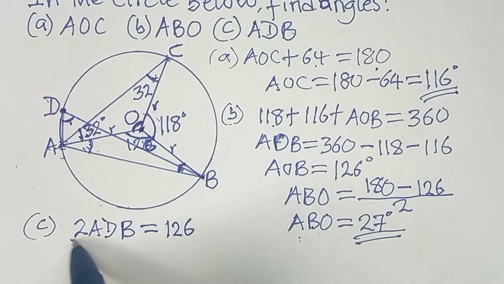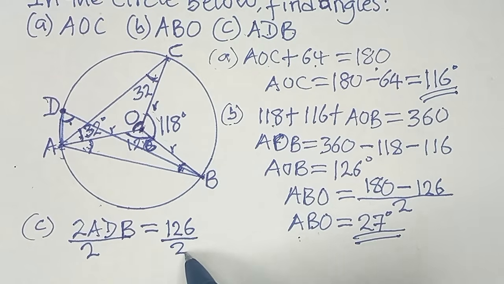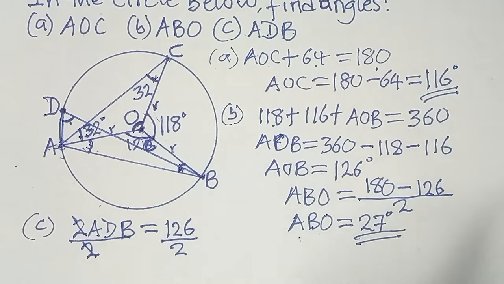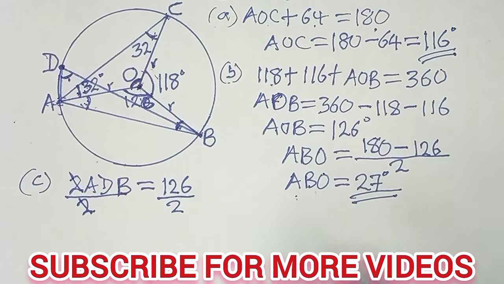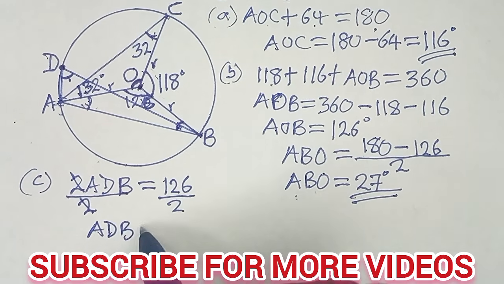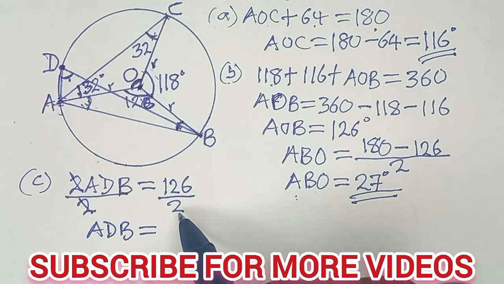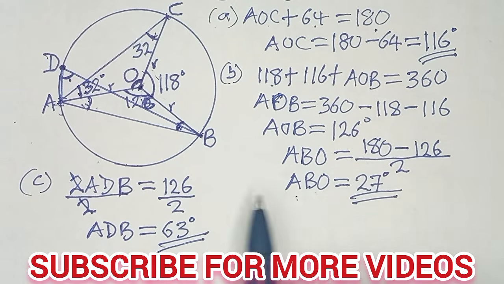From there, we can divide both sides by 2. The 2 cancels the 2, and I'm left with ADB. So angle ADB is equal to 126 divided by 2, which gives me 63 degrees. And that is the final answer.